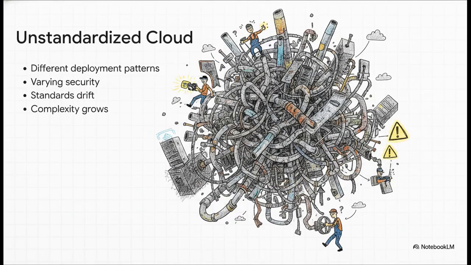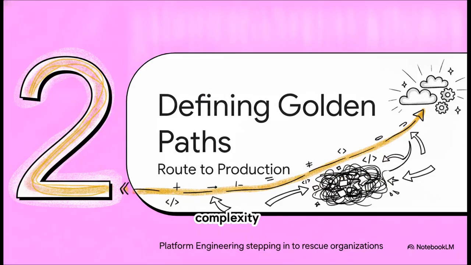And honestly, the consequences of that unstandardized adoption are severe. Left to their own devices, teams are going to adopt radically different deployment patterns. You might have one team using really cutting-edge Kubernetes Helm charts, while another team down the hall is just stringing together fragile bash scripts. Because of this, security implementations vary wildly, which creates massive enterprise blind spots. Over time, your infrastructure standards drift heavily, operational complexity just multiplies, and your overall business value delivery pretty much crawls to a halt.